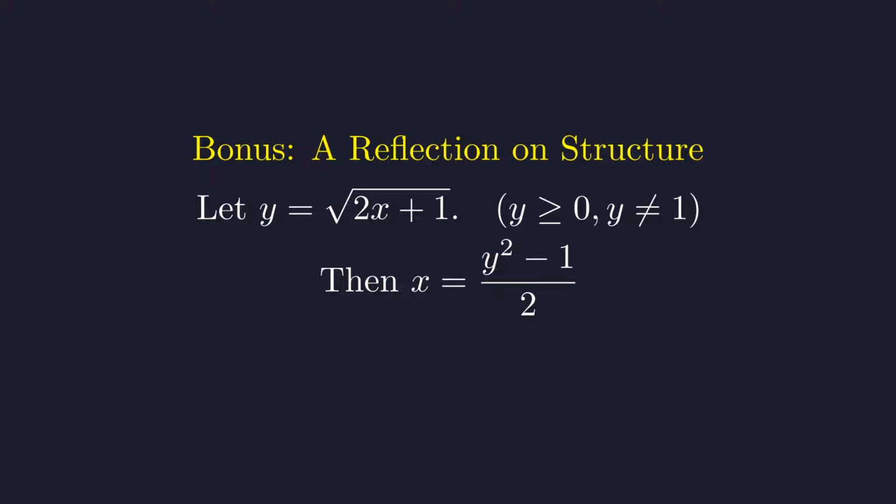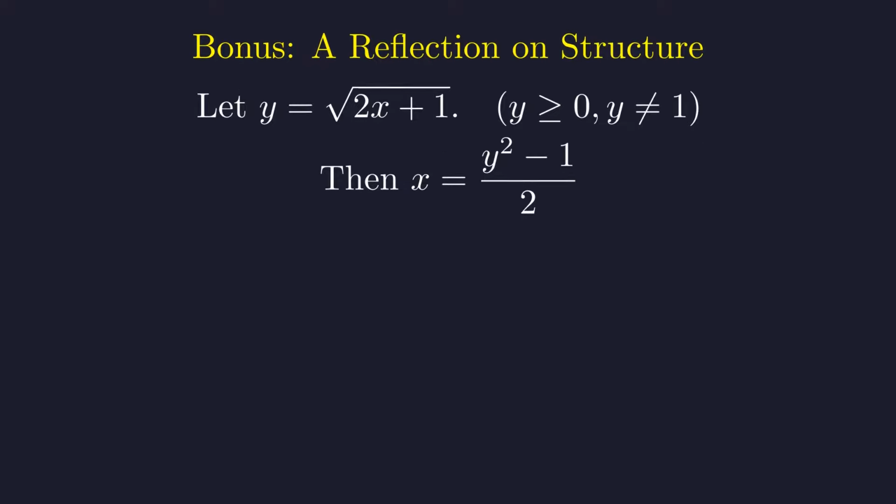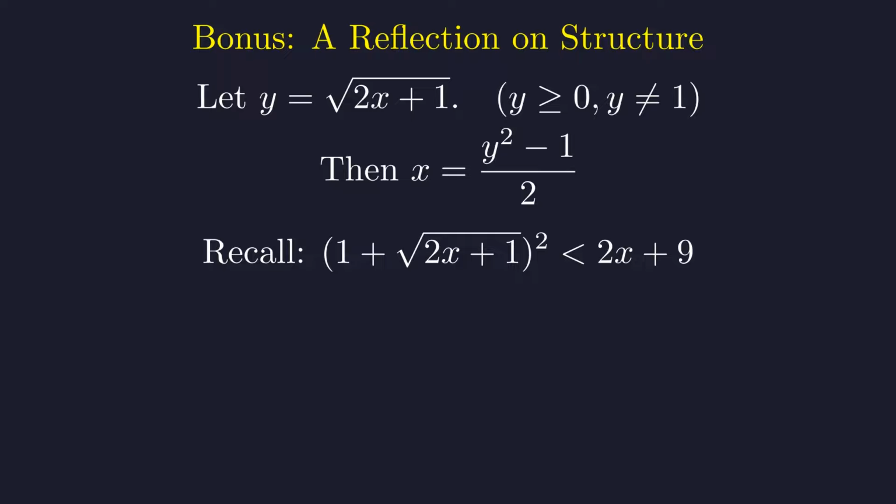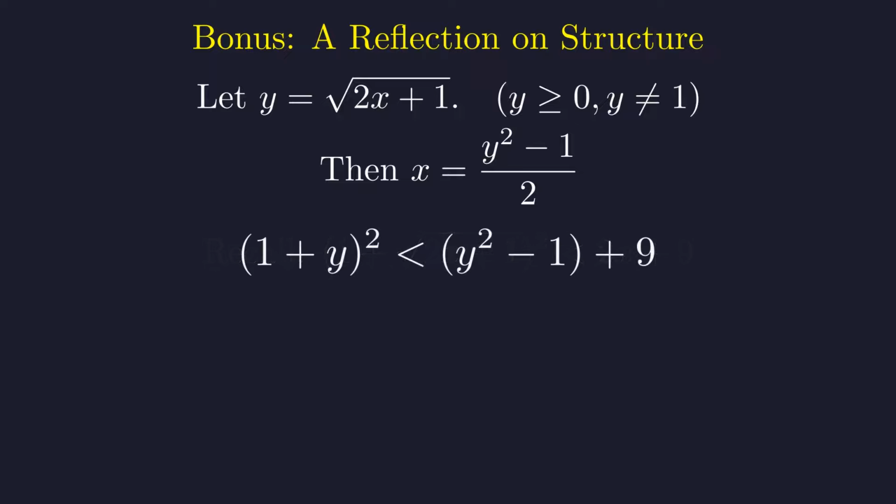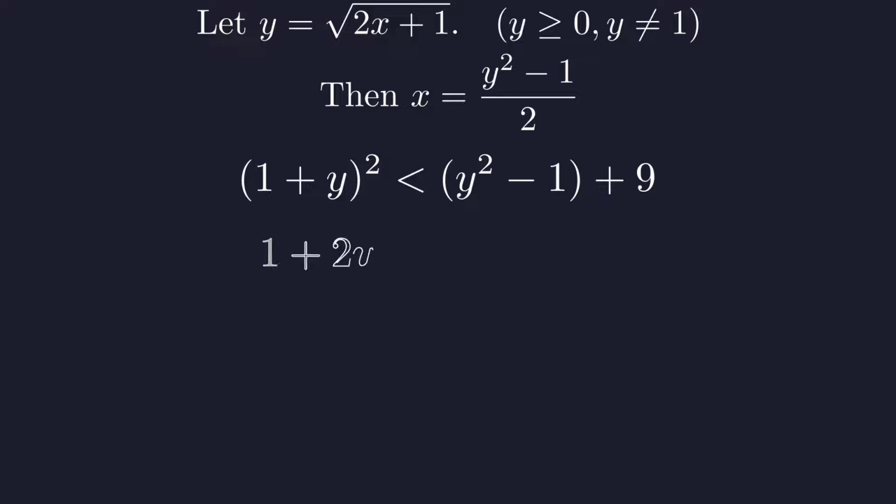This substitution transforms everything. Remember our simplified inequality? Let's see what happens when we express it in terms of y instead of x. Look at that. The whole inequality becomes much cleaner when we think in terms of y. Sometimes the right change of variables can make a problem almost trivial. Expanding the left side and cleaning up the right side, notice how those y squared terms cancel out when we subtract them from both sides.